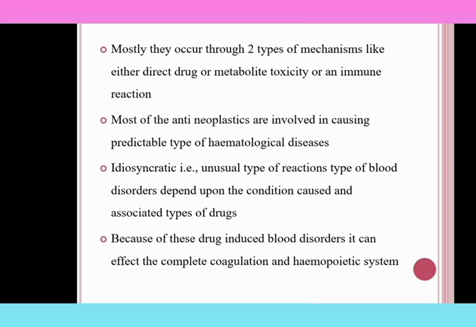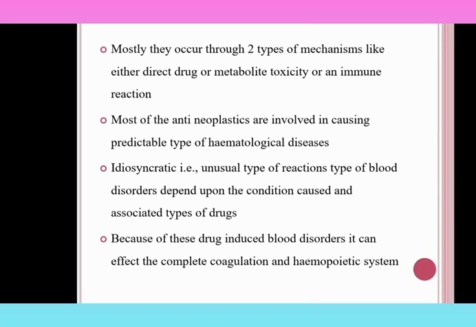Mostly these drug-induced blood disorders may occur through two types of mechanisms: through the causative drug directly, or through its active metabolite toxicity, or through an immune reaction, meaning that because of the drug, an immune response arises in our body. So the mechanisms are direct drug or metabolite toxicity, and immune reaction, the second type of mechanism.